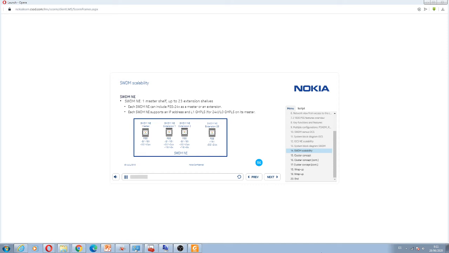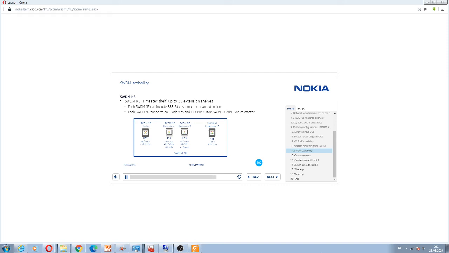Each SWDM-NE can include PSS-24X as a master or an extension. Each SWDM-NE supports an IP address and L1 GMPLS for 24X or L0 GMPLS on its master. The SWDM is always the PSS-8, PSS-16 to PSS-32, PSS-24X, PSS-16, and PSS-8X. As shown, it can be extended by other SWDM shelves.